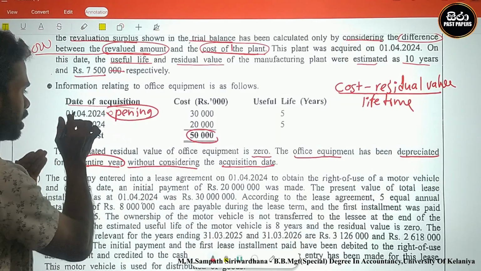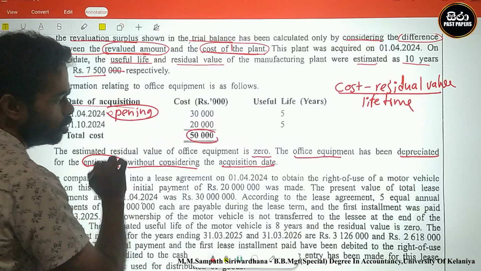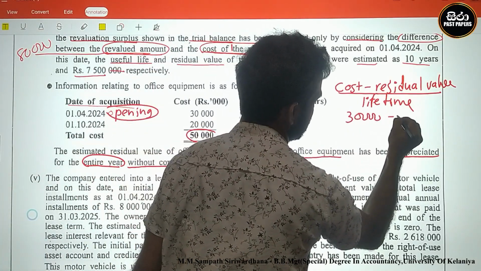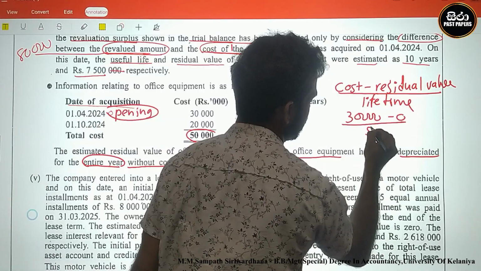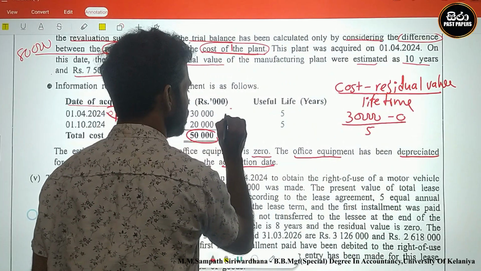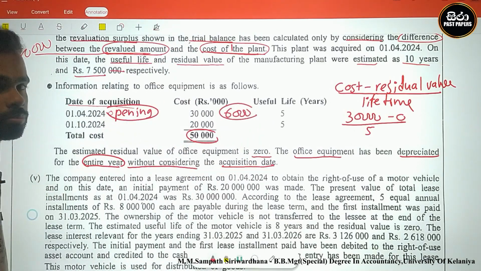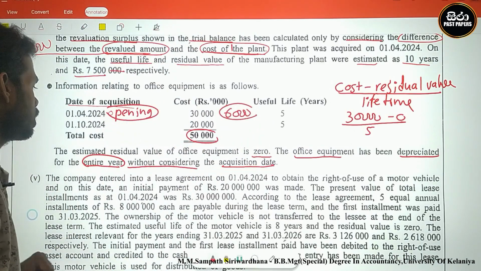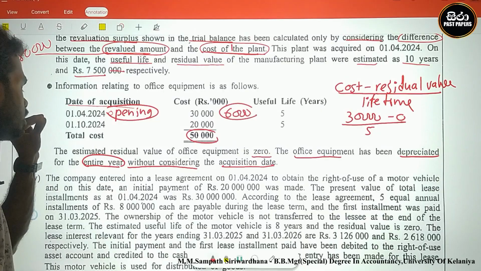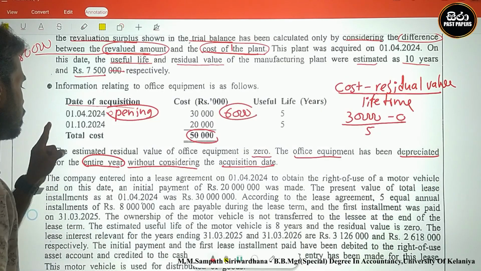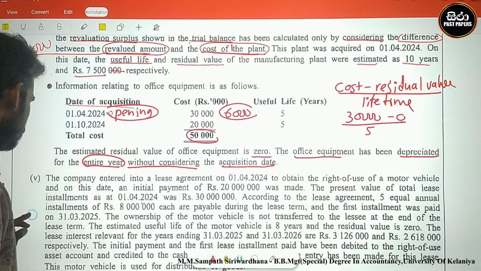Therefore, we can calculate the annual depreciation for 30,000. 30,000 minus residual value 0, divided by 5, is 6,000. 6,000 is the annual depreciation for this one. After that, the next asset was acquired after a 6 months period, on 1st October 2024.